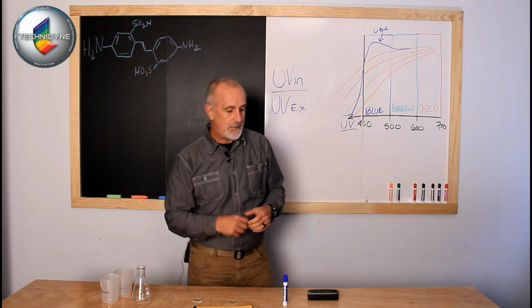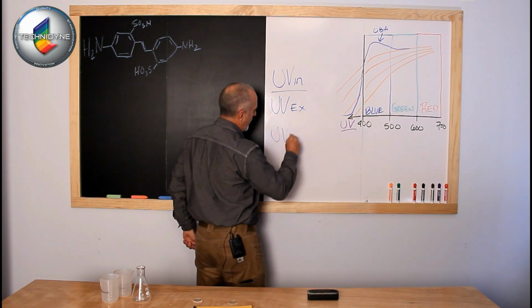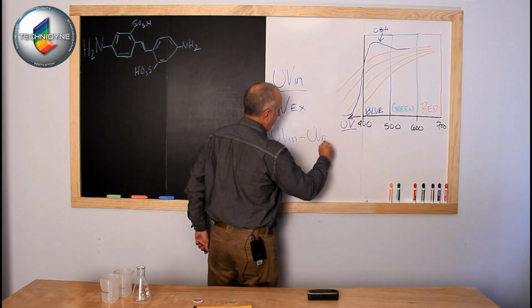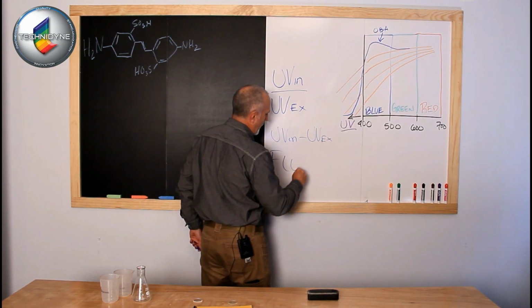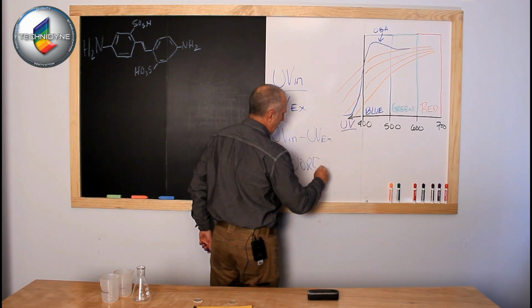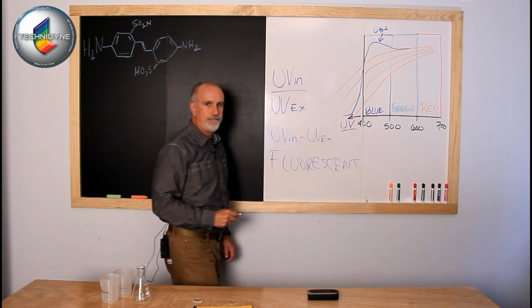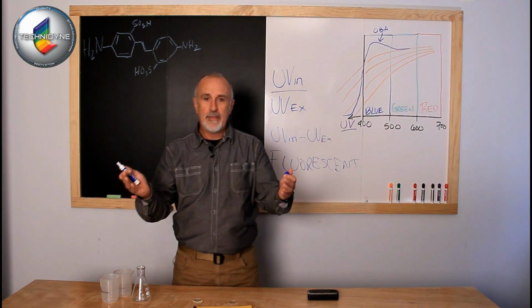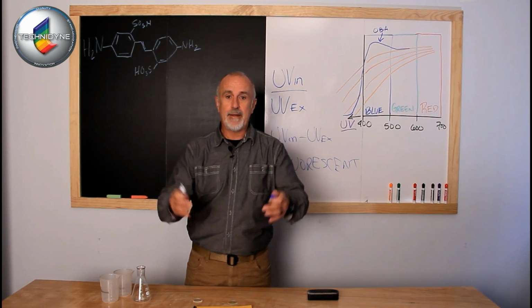And so what happens then is that you take the UV included measurement and subtract from that the UV excluded value, and that will give you this value called fluorescent component. It's UV included minus UV excluded, and that is the effect of the optical brightener.